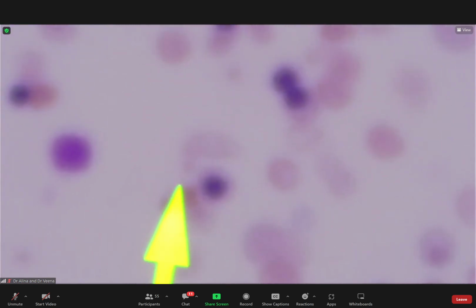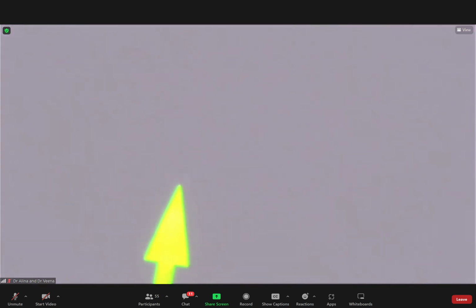Okay, any questions? All right, let's move on to the next case. This is a case of a 60-year-old female. She was referred for pancytopenia. Investigations were sent to rule out leukemia.